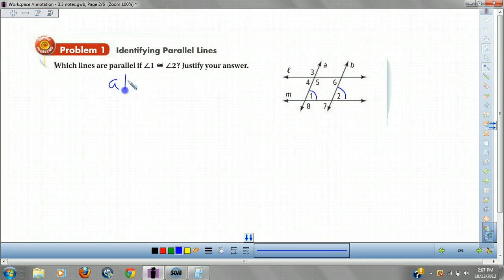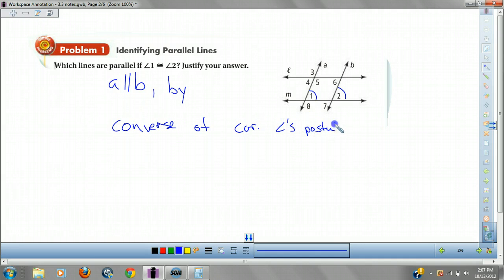I think A is going to be parallel to B by converse of corresponding angle theorem or postulate. Okay. So, because angle 1 and 2 are corresponding angles on A and B crossed by transversal M, I can say those are parallel because those two angles are congruent.